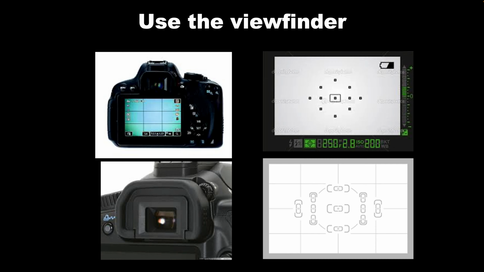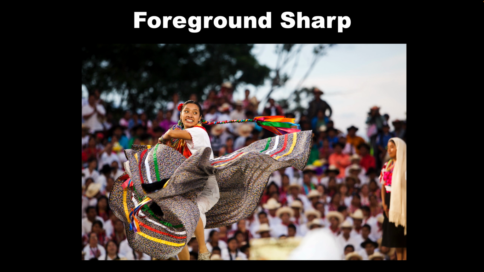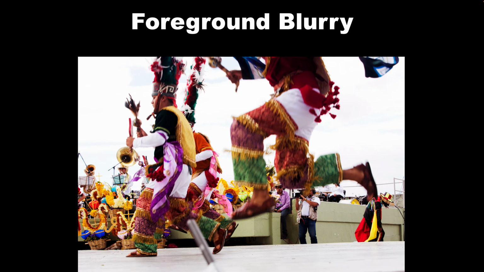Remember to look through the viewfinder and to think about where you want to photograph, where you want your subject to be before you set the shutter release button. So once again, freezing motion, 1/1000 to 250. If we want motion blur, 1/30th and longer. Here we can see the foreground is sharp, and the background is blurry. Here the foreground is blurry, but the background is sharp.